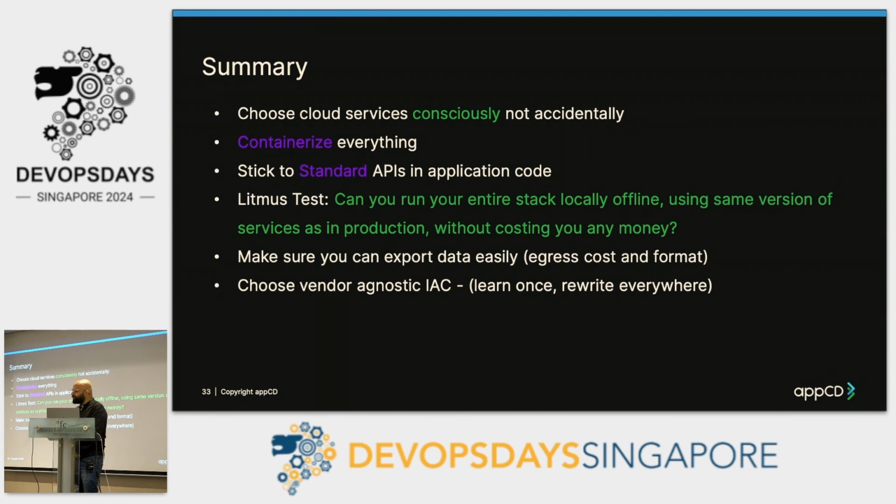Choose cloud services consciously, not accidentally. Containerize your services as much as possible. Think about the litmus test that I asked earlier: can you run your entire stack locally without costing you money? Make sure you can export your data easily. So whatever data choices you are making, make sure that is exportable, and prefer a cloud agnostic or vendor agnostic IaC language. Of course, you will have to rewrite that. It's like saying you cannot write a shell script which works on Windows as well as, let's say, Mac. So it's the same thing about cloud IaC particularly.